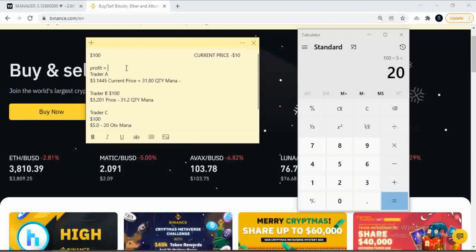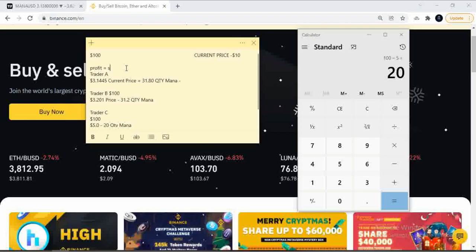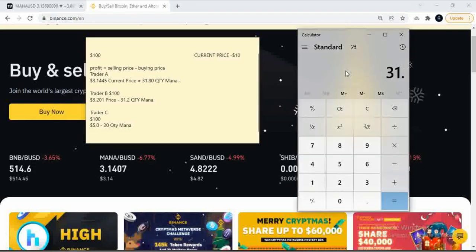equals selling price subtracted from buying price. Let's look at it. This one has 31.80, and the current price is $10. So you just have to multiply this by the price, which is 10. The quantity times the price will give you what that value will become.